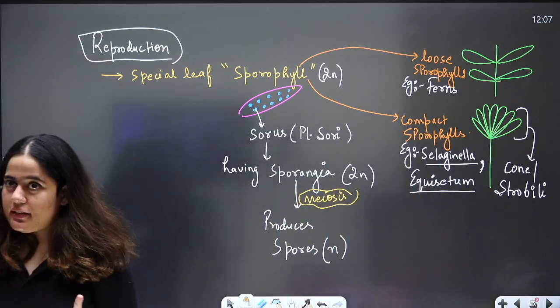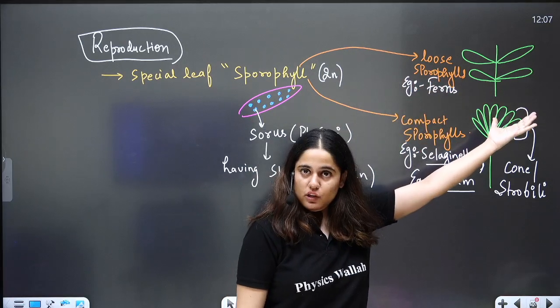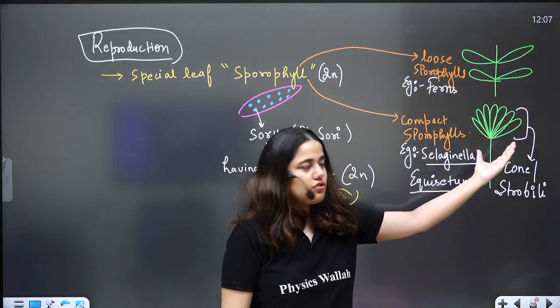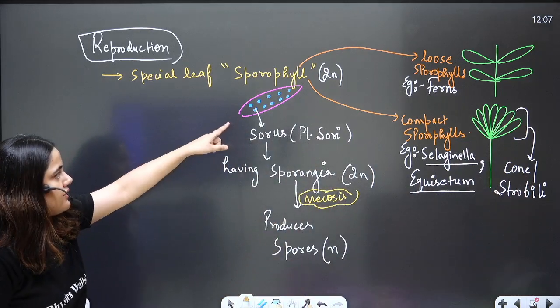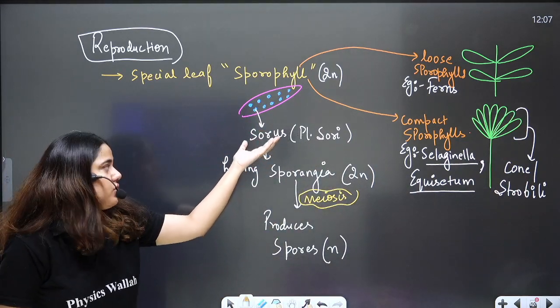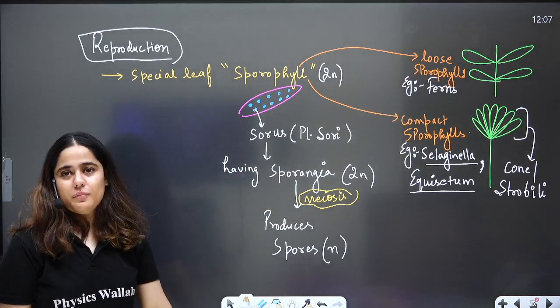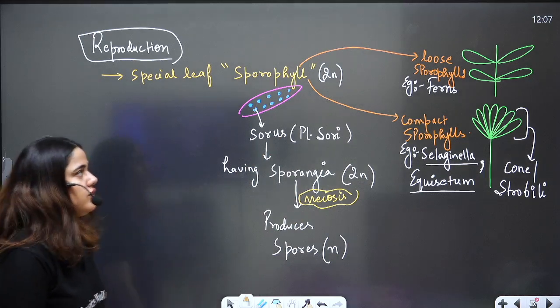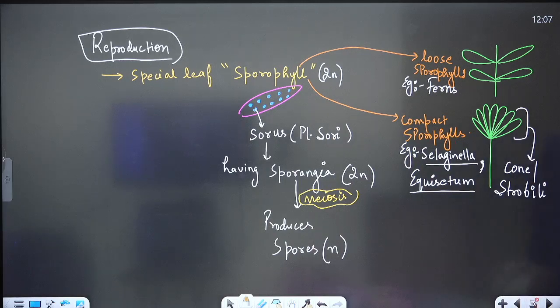So I'm again explaining. Reproduction occurs through a special leaf known as sporophyll. Sporophyll can be present like this, loose. They can be present like compact structure known as cone or strobili. The leaves have some spots known as sorus. Sorus have sporangia, tissue. Tissue undergo meiosis and form spores. Okay. So this is about sporophyll. I'm giving you a few seconds to understand it. Let me know if you have any doubt in any topic in the comment section.